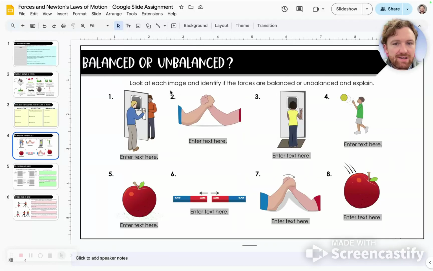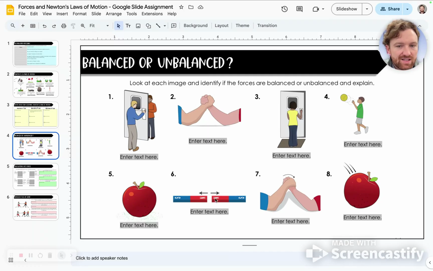Slide number 4, look at each image and identify the forces, or if the forces are balanced or unbalanced. If they're unbalanced, that means objects are likely in motion or something's moving. If the forces are balanced, that means there's no motion occurring. So number 1, if they're both pushing on the door here and nothing's moving, those forces are balanced. Number 2, balanced. They're not moving. Number 3, looks like she's pushing the door open. That'd be unbalanced. Number 4, you're throwing a ball. Unbalanced. There's movement there. 5, the apple's just sitting there.